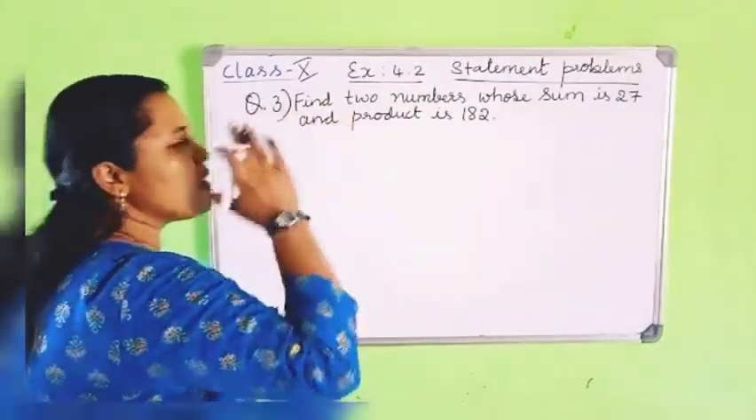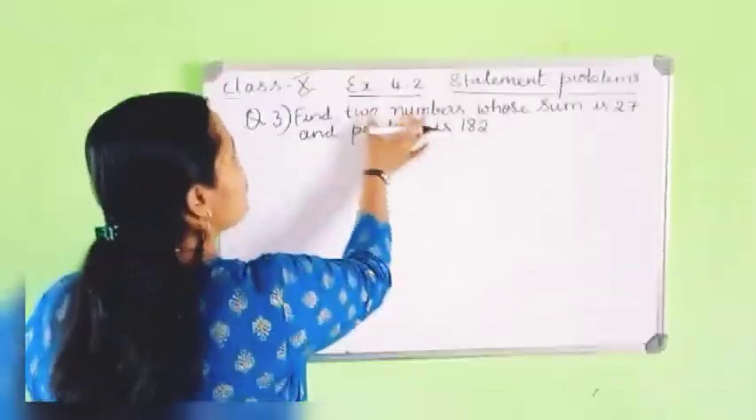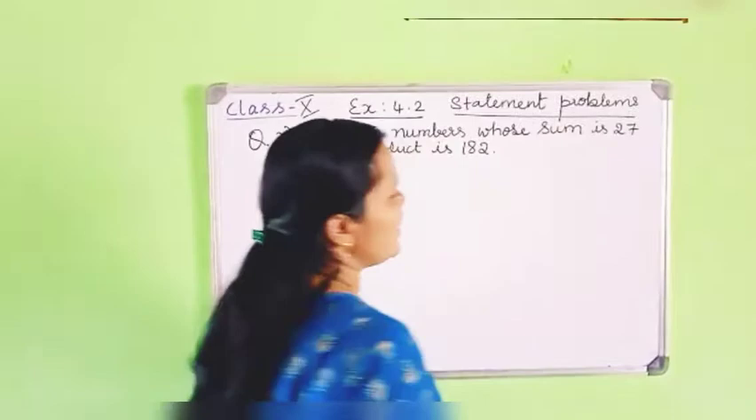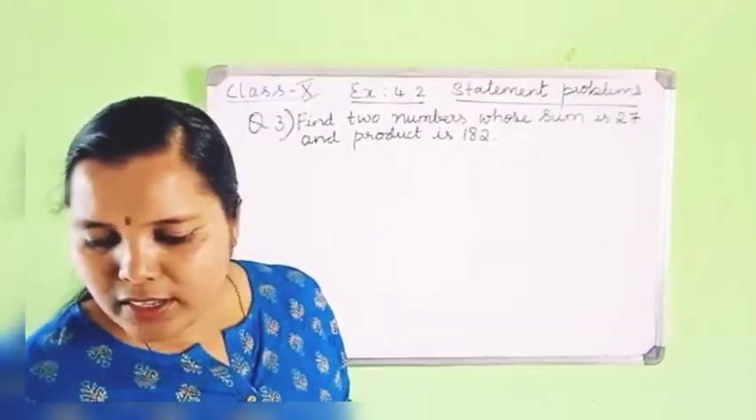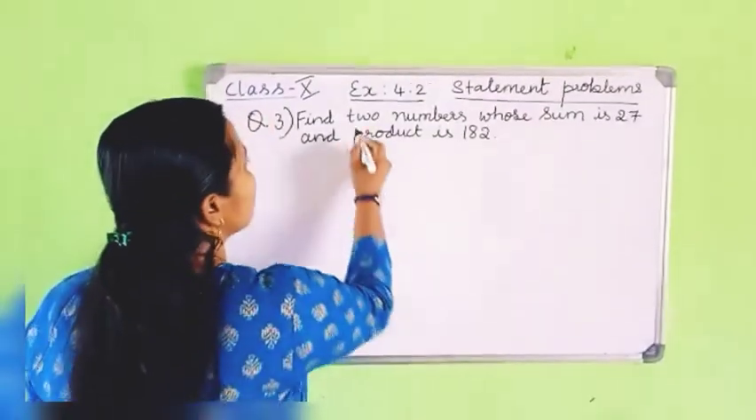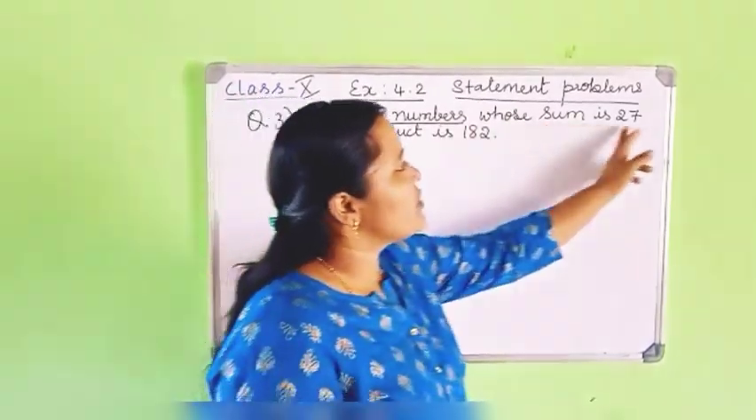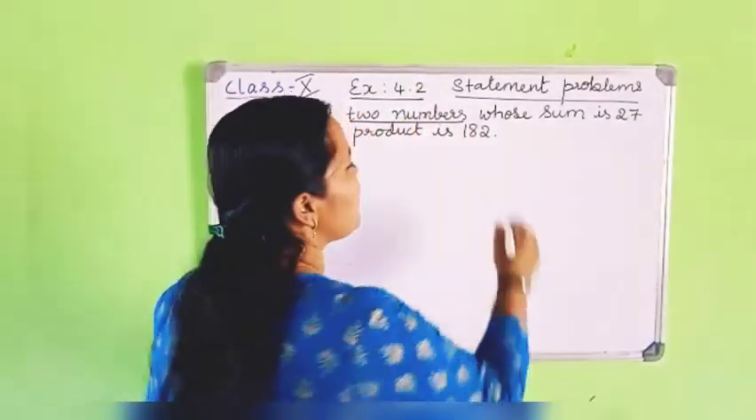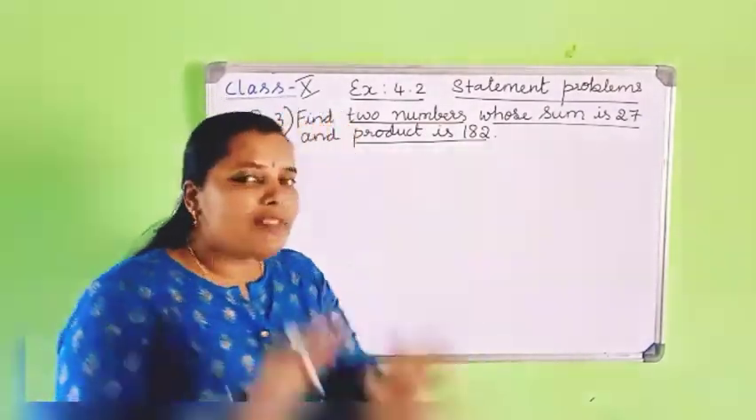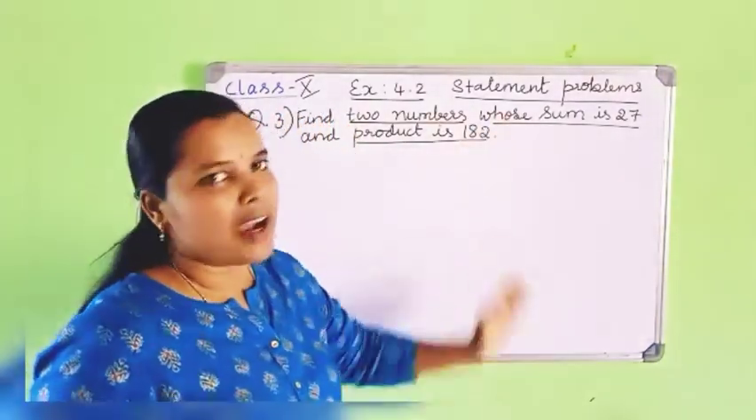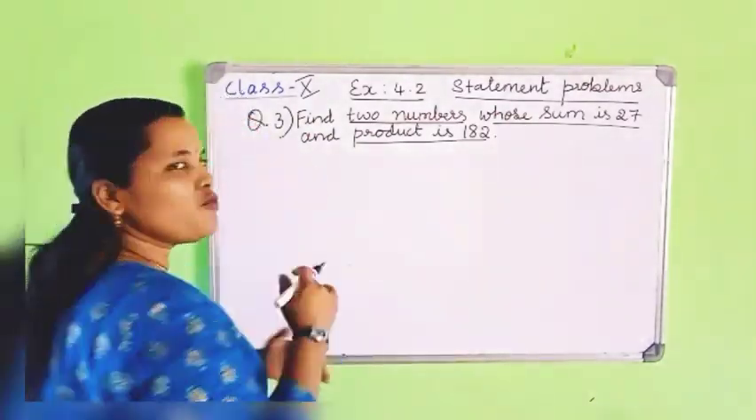First you read the question and translate to your language, right? Find two numbers whose sum is 27. Our first part is we have two numbers here. That is a very important part. The sum of the two numbers is 27, that is the second part. And the product is 182. So we divide the question into three different parts and three different steps. That's very important. Now let us take one by one.